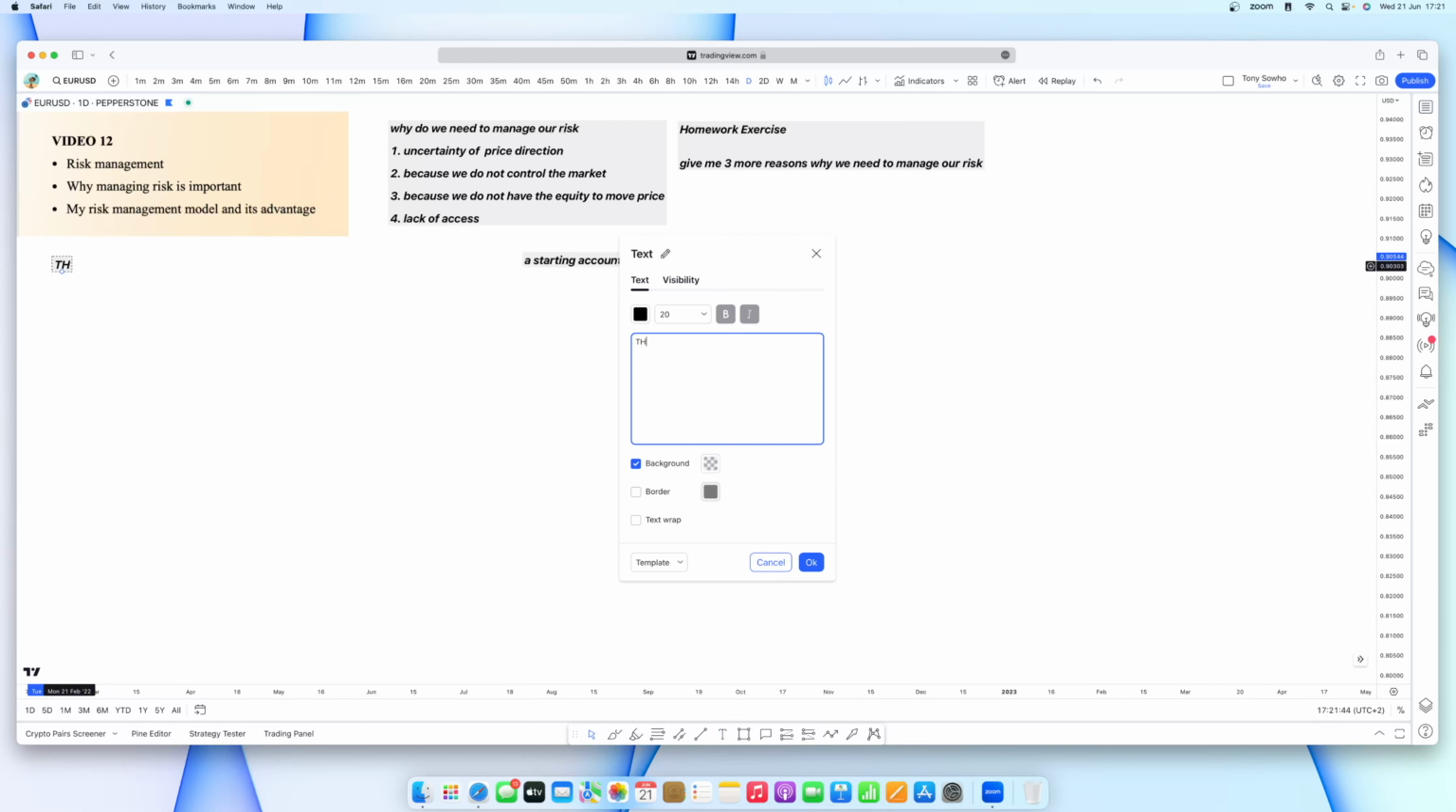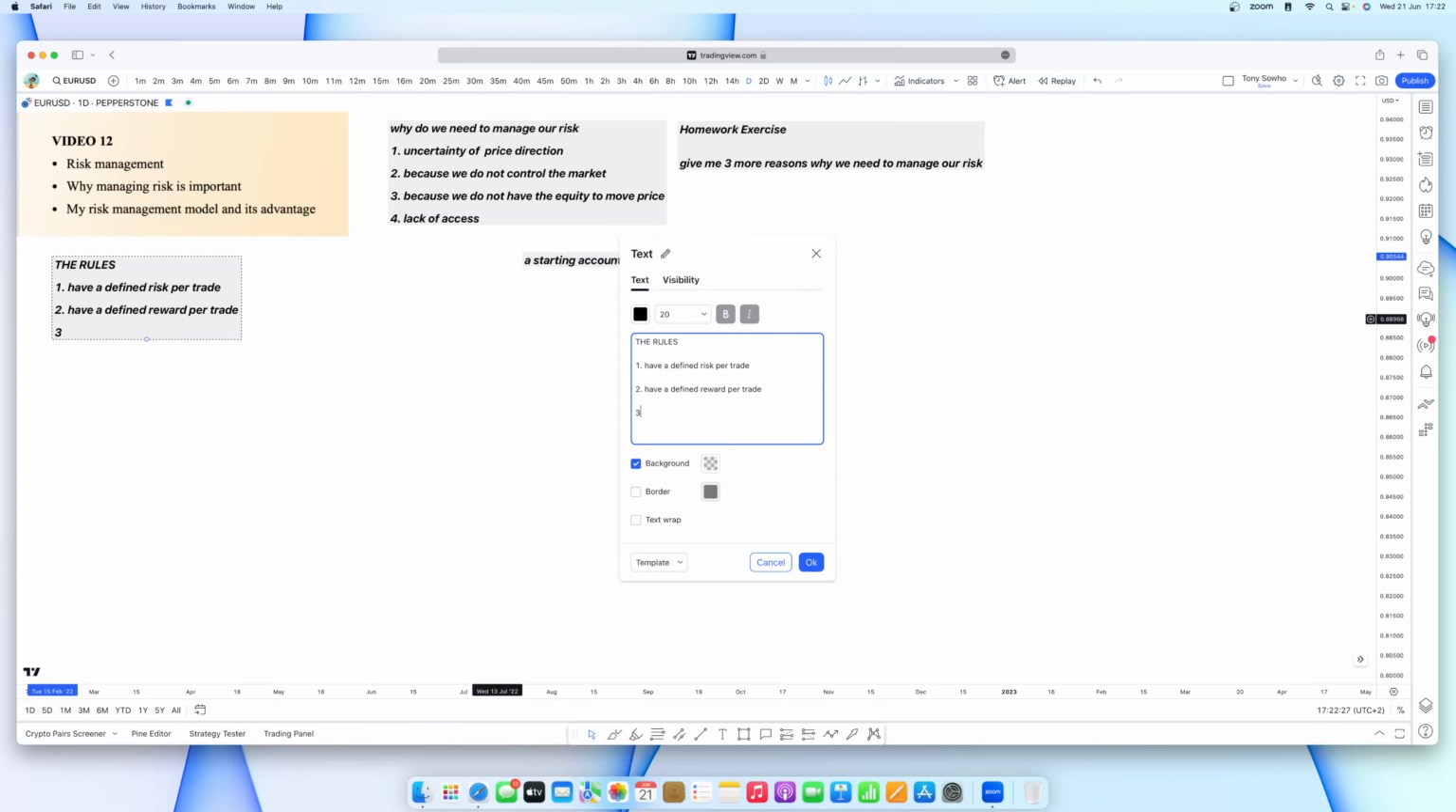Okay, so number one now is the rules. Number one, have a defined risk per trade. So make sure that you have a defined risk per trade. Number two, have a defined reward per trade. So have a defined risk per trade, have a defined reward per trade.